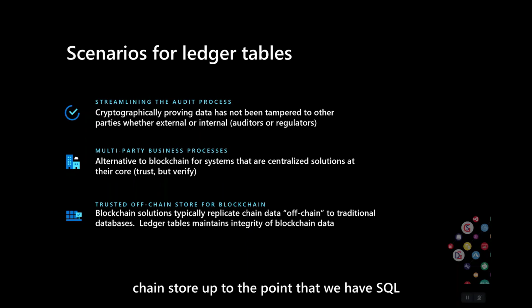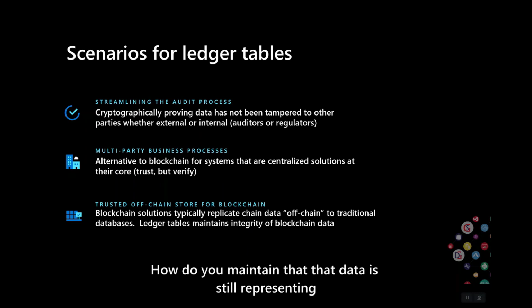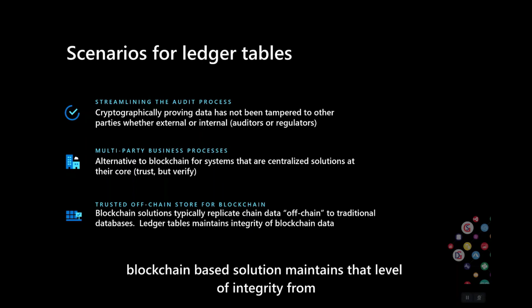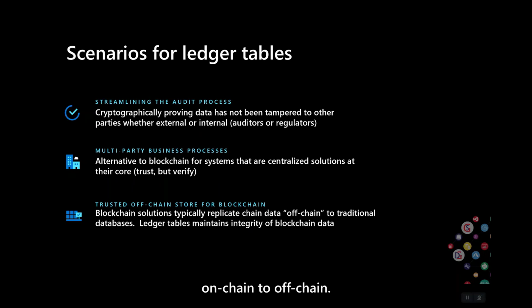Now, the problem with that off-chain store, up to the point that we have SQL Database Ledger now, was that the off-chain store was not secure. You lose integrity as soon as you copy it off of the blockchain to a different location. How do you maintain that that data is still representing the blockchain? So pairing an Azure SQL Database Ledger with an existing blockchain-based solution maintains that level of integrity from on-chain to off-chain.